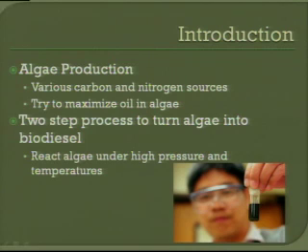And the second step was converting the algae into biodiesel, and this was done by reacting the algae under high pressure and temperatures. And you can see in the bottom corner here is a picture of one of the members in our lab holding a vial of the biodiesel product.